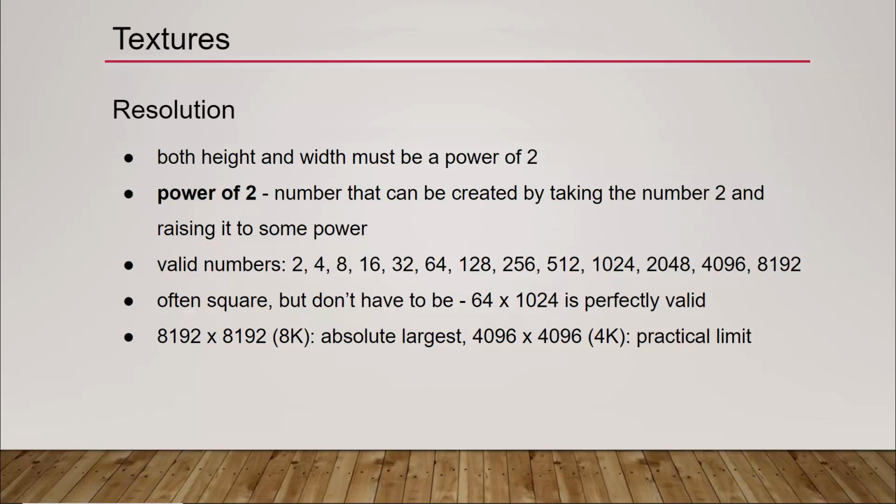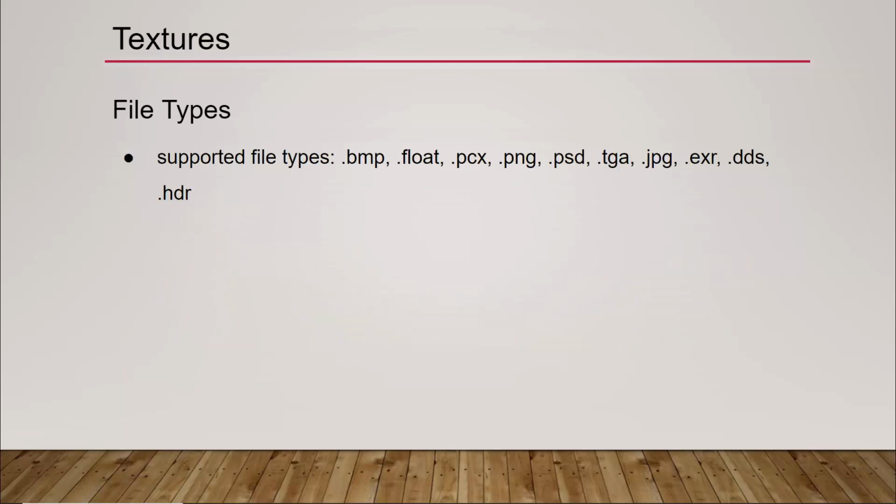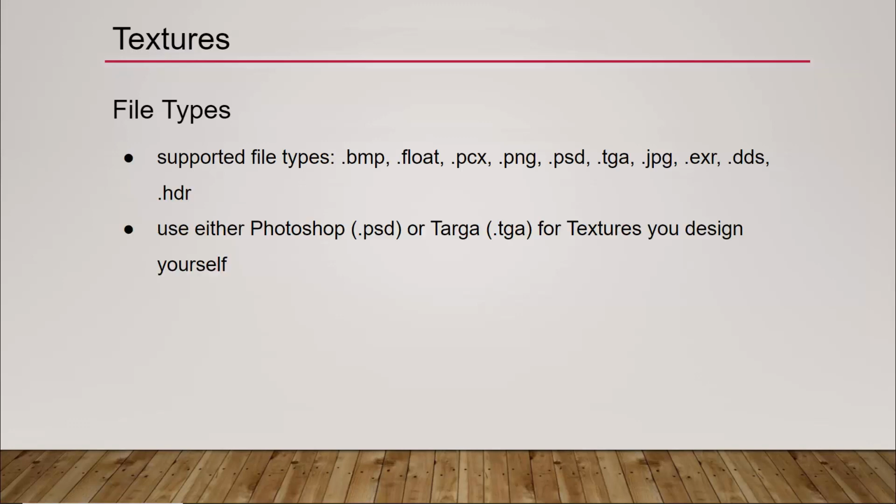And of course, keep in mind that higher resolutions will result in better graphics, but has the trade-off of being more computationally expensive and thus can potentially slow down your game depending on the hardware it's being run on. Alright, so when importing an image to use as a texture, Unreal Engine will support the following file types. However, in practice, there are only two of these you should ever be using when designing your own textures, and those are Photoshop, which has a PSD extension, and Targa, which has a TGA extension.